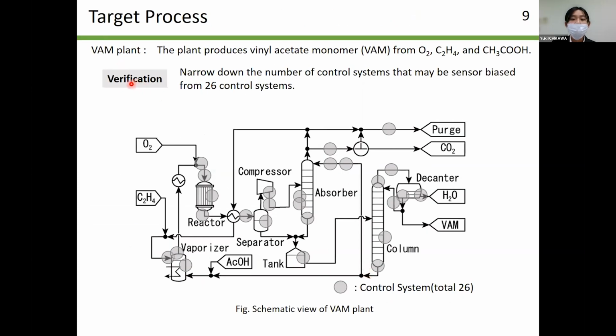In this study, the target process is a vinyl acetate monomer plant. The plant produces vinyl acetate monomer from oxygen, ethylene, and acetic acid. This is a schematic view of the vinyl acetate monomer plant. There are 26 control systems in this plant. We verified whether it is possible to narrow down the control systems that may cause sensor bias among these control systems.